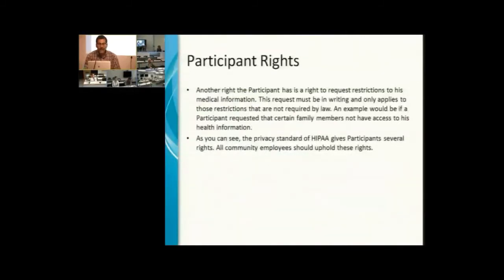Another right that they have is to request restrictions. So they can give a use and disclosure statement, but they can also say, I do not want my children to see this information. It's theirs. They're an adult. They have the right to it. Anybody that has a child that turned 18, you'll know. If they turn 18, it doesn't matter. If they haven't signed the form, you're not allowed to get any information just magically in that one day. So the example is the request that certain family members not have access to the health information.